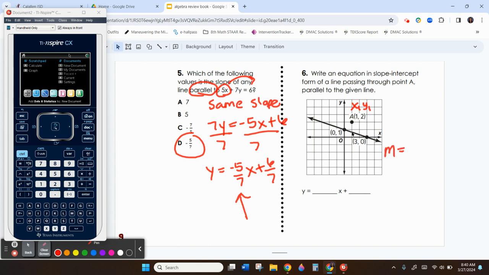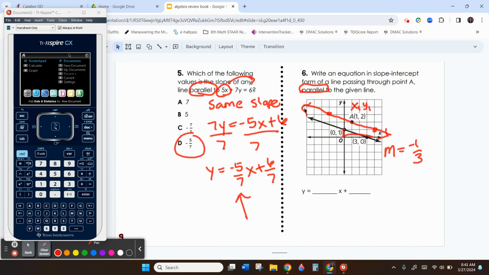So parallel means that I need to have the same slope. So if my slope is going down 1/3, I need to have that exact slope here. I need to go down 1/3. I can go the opposite way, up 1 over 3. So this has to be my line.